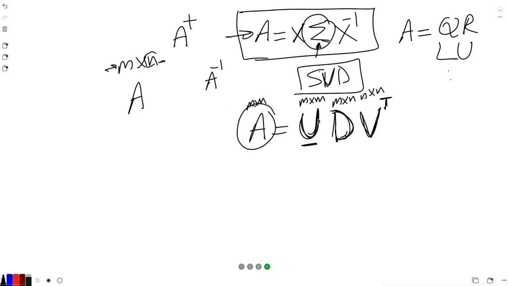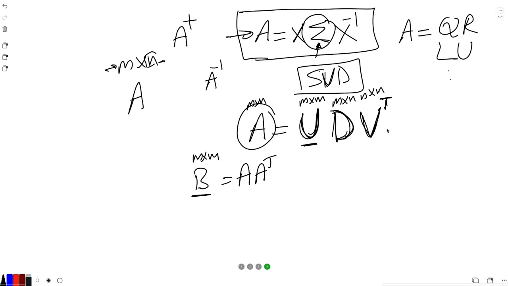Now what does this mean? Because A is M by N, if you multiply A by A transpose, the result will be another matrix, which let's say we call B, and this B is M by M. So U is a matrix consisting of the eigenvectors of the matrix B. What is B? B is A times A transpose, which means that B is a symmetric matrix, and its eigenvectors are in U.